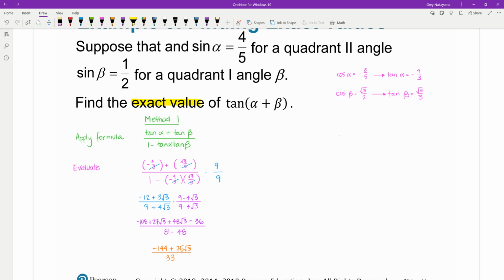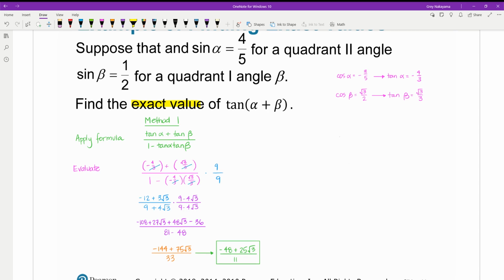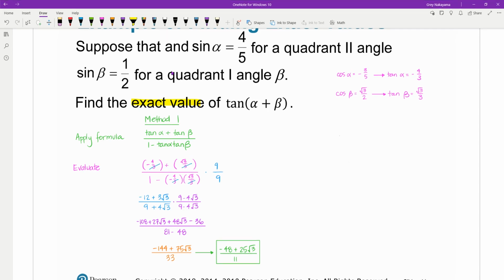You got to pay attention. There's a common 3 in all of those terms. There's 3 terms. There's a 3 in every one. If you take the 3 out, you're going to get 11 on the bottom. You're going to get negative 48 and 25 square roots of 3. So that's the answer.